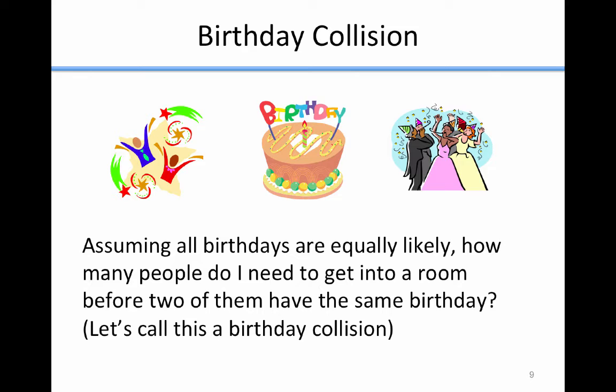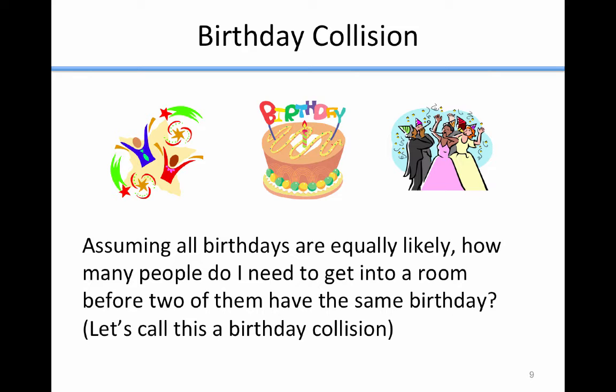And the question for a birthday collision is this. Assuming that all birthdays are equally likely, so there's 365 days a year. Pretend for a moment that birthdays are all equally likely. How many people do I need to get into a room before 2 of them have the same birthday? If we have people in a room and 2 of them have the same birthday, let's call that a birthday collision. So how many people do I need to put together before 2 of them have the same birthday?